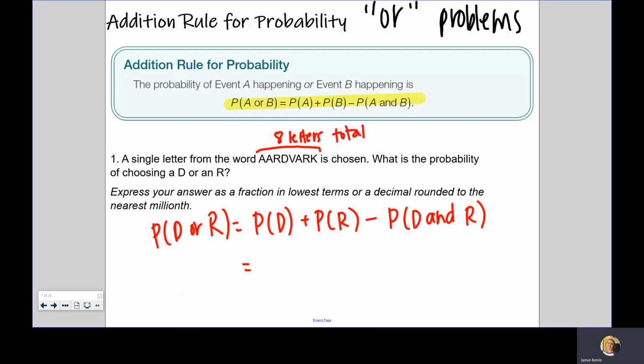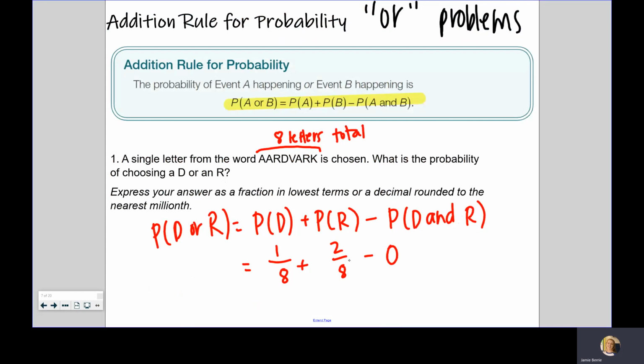All right, so D, there's 1 D in the word, so that's 1 out of 8, plus R, there are 2 R's in the word aardvark, so that's 2 out of 8. Minus, is there any way we could choose the letter D and R at the same time? No, right? Those 2 could not happen at the same time. We're going to talk about that actually in just a minute. But that's called being mutually exclusive. When two events cannot happen at the same time, that's called mutually exclusive. So this probability would be 0. It's impossible to choose those two at the same time.